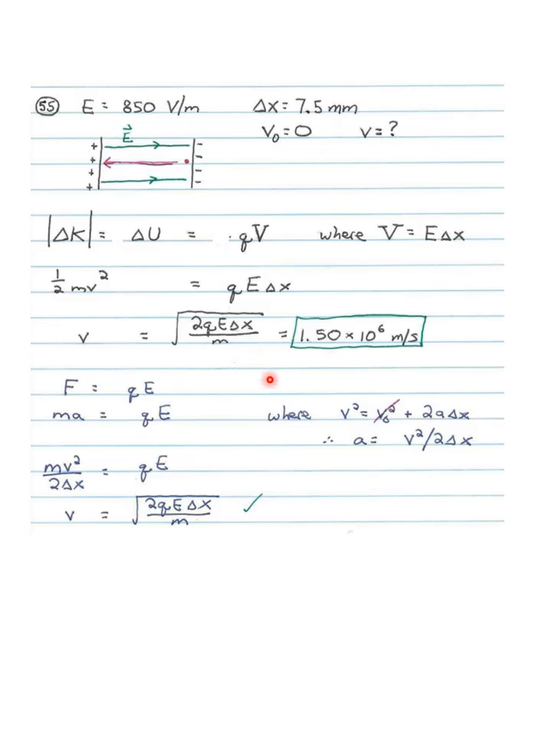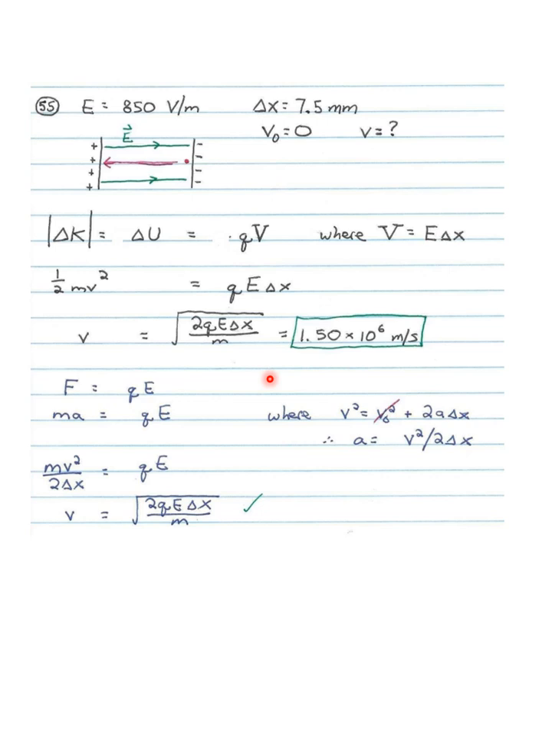We plug in those values, given that we're dealing with an electron, so we need the charge of an electron, the mass of an electron, and we get 1.5 times 10 to the 6th meters per second. So that's a good solution. Let me show you, though, there are other ways to solve this problem, and I have no preference between these ways. These are just in the order I happen to write them down.